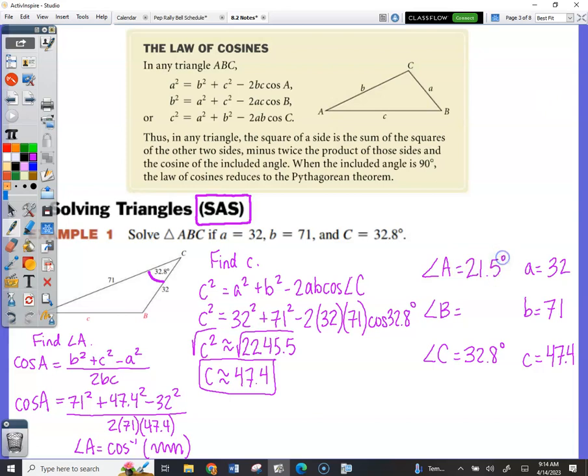And once you have that angle, the third angle by default would be 180 minus the other two angles. And so what would that be? 180 minus 21.5 minus 32.8. 25.7. Yeah. 25.7.